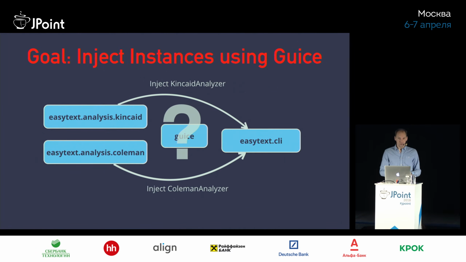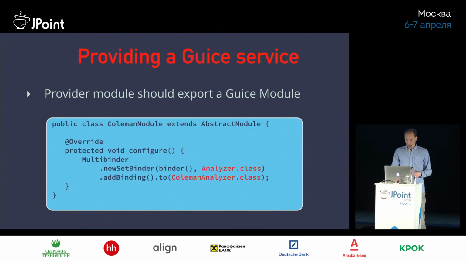Now, I want to show this example using Guice, but the general patterns can be applied to any dependency injection framework. So what you need to do in Guice is you need to configure your dependency injection framework. And this configuration is provided in so-called abstract modules from Guice. And this may get a bit confusing because we now have Java modules and we have Guice modules.